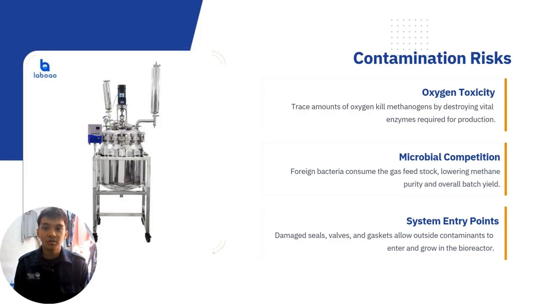Furthermore, biological contamination from invading microbes, such as acetogens or sulfate-reducing bacteria, poses a severe threat. If these alien species enter the bioreactor through high-risk interfaces like the agitator shaft seals, sampling ports or gas sparger, they will aggressively compete with our culture for the hydrogen and carbon dioxide gas feedstock. This leads to the formation of tough biofilm and accumulation of volatile fatty acids, which ultimately collapse our methane purity and batch yield.